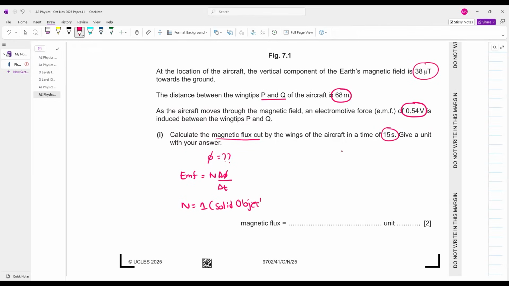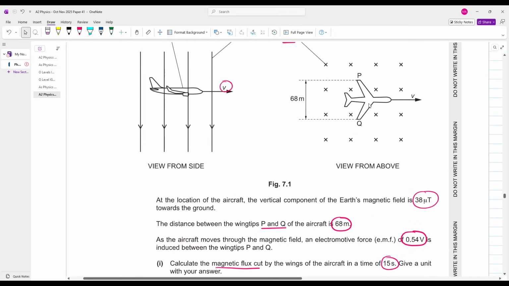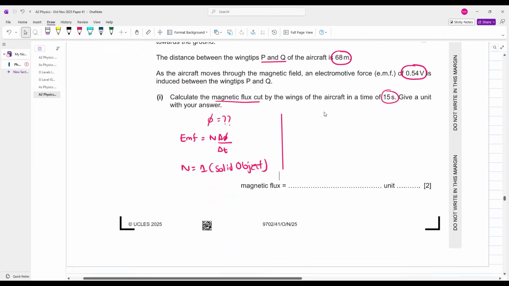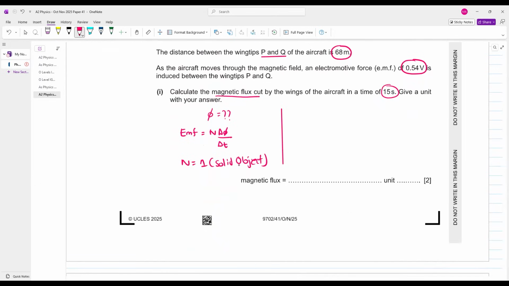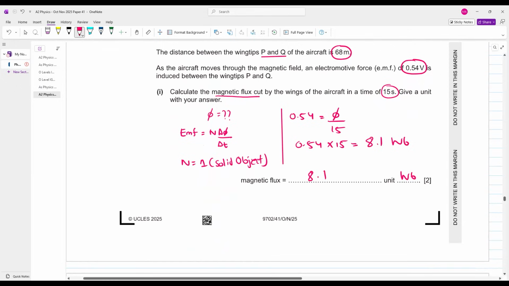Whenever you have a solid object, the value of N is 1. This aircraft is a solid object. There are no coils on the aircraft, so N equals 1. The EMF is 0.54 and the time is 15. 0.54 times 15 is equal to your magnetic flux. This comes out to be 8.1. The unit of magnetic flux is webers. 8.1 webers is your answer.